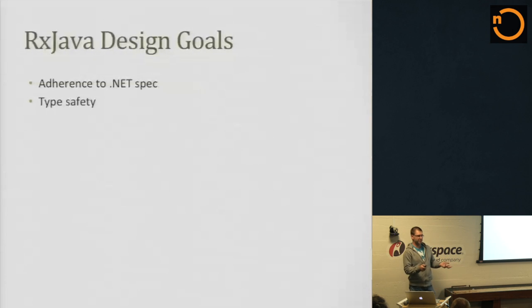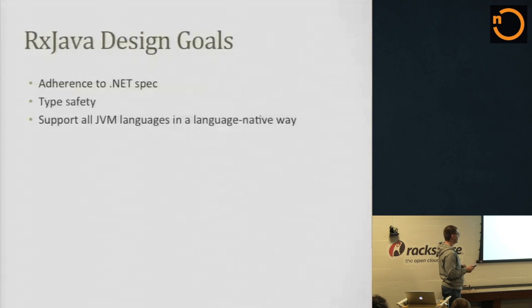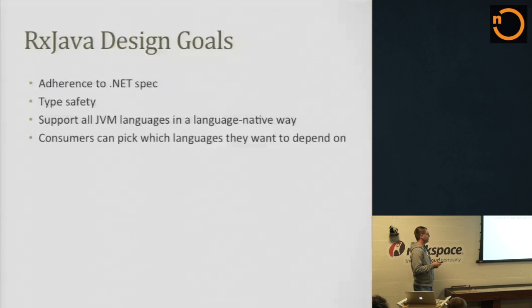Type safety. This is a Scala crowd. I don't need to say this here. In other rooms, I would. This is not an obvious thing, and you'll see in a little bit how we kind of fell into some trouble here. We would like to support all JVM languages in a language-native way. We don't want to be newing up anonymous classes everywhere that we use observables.